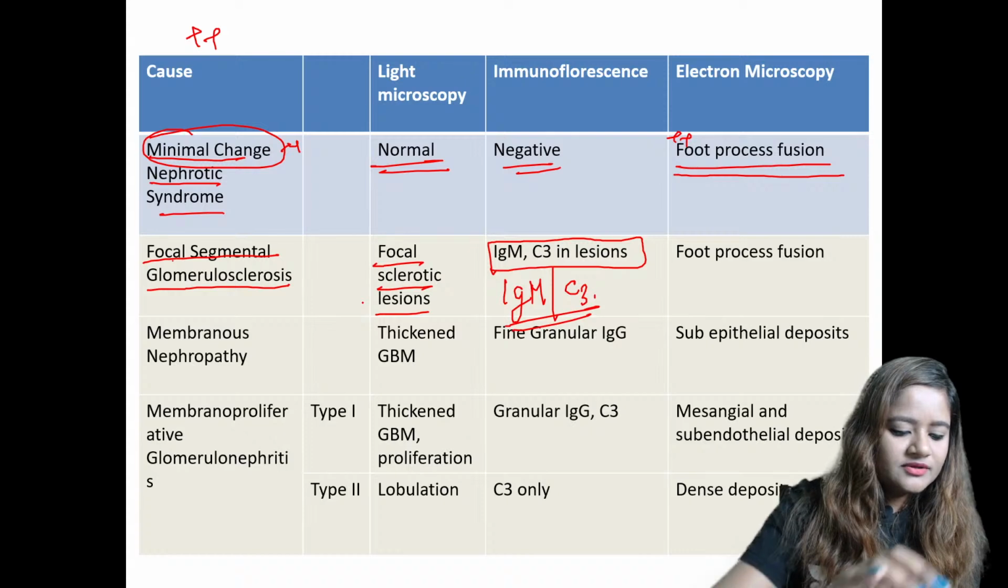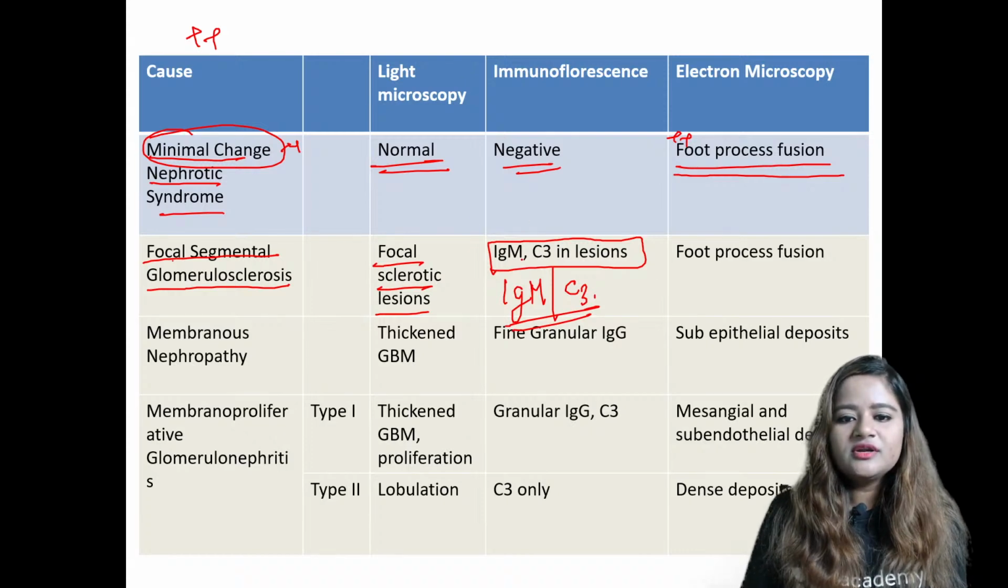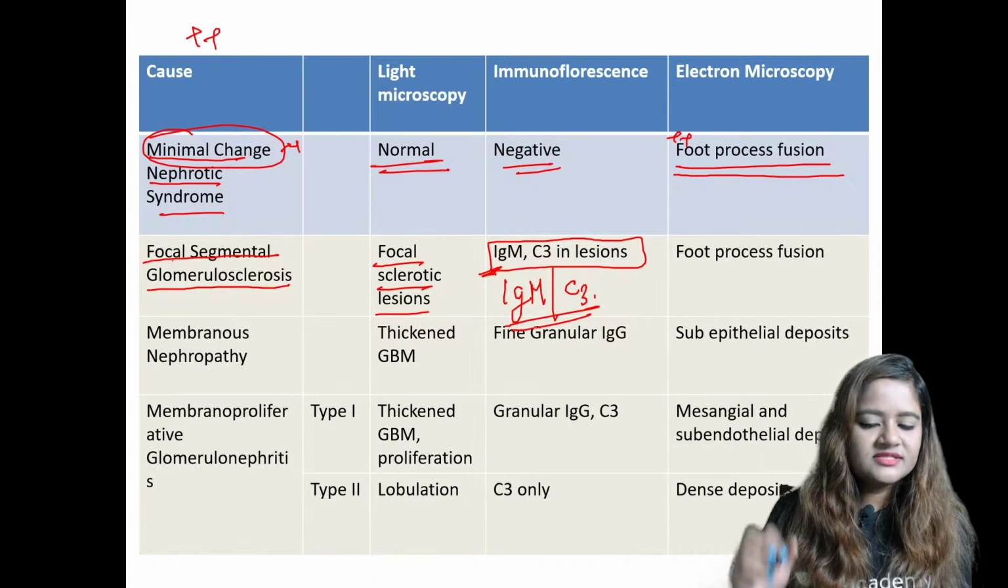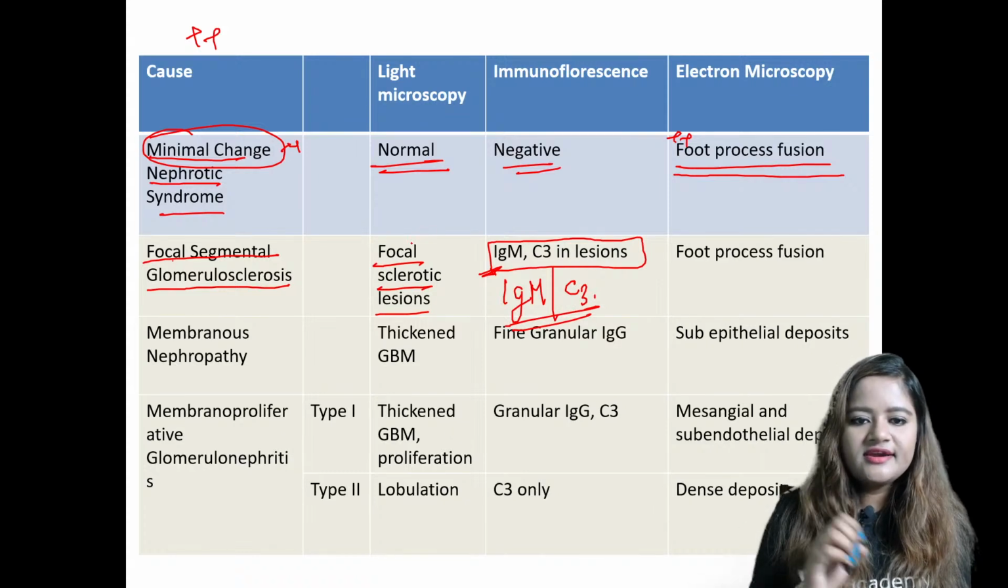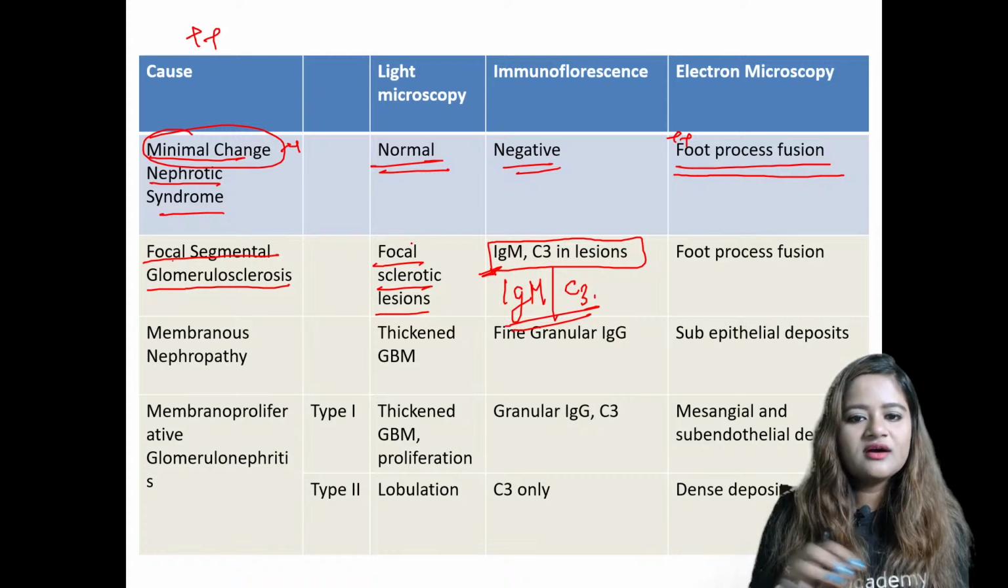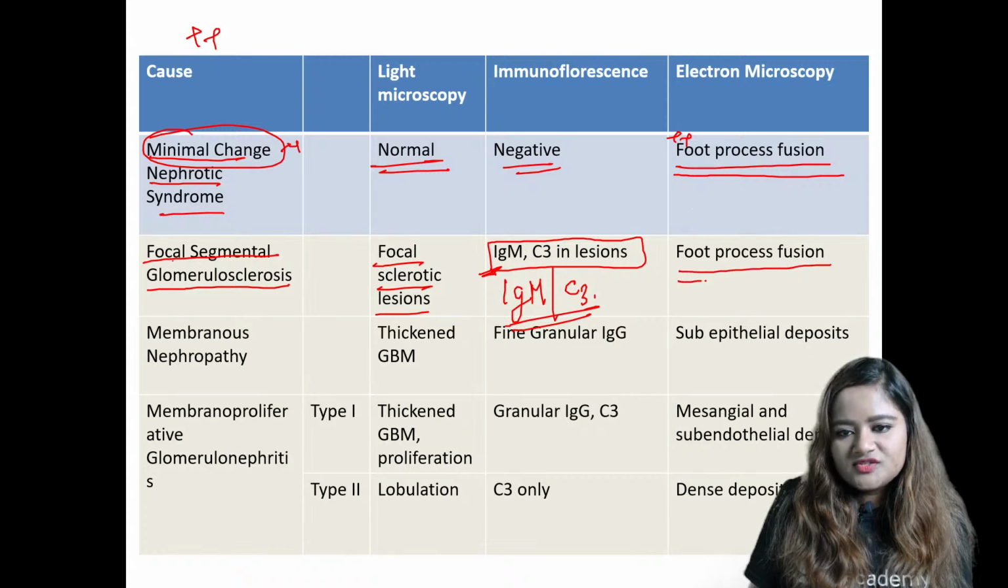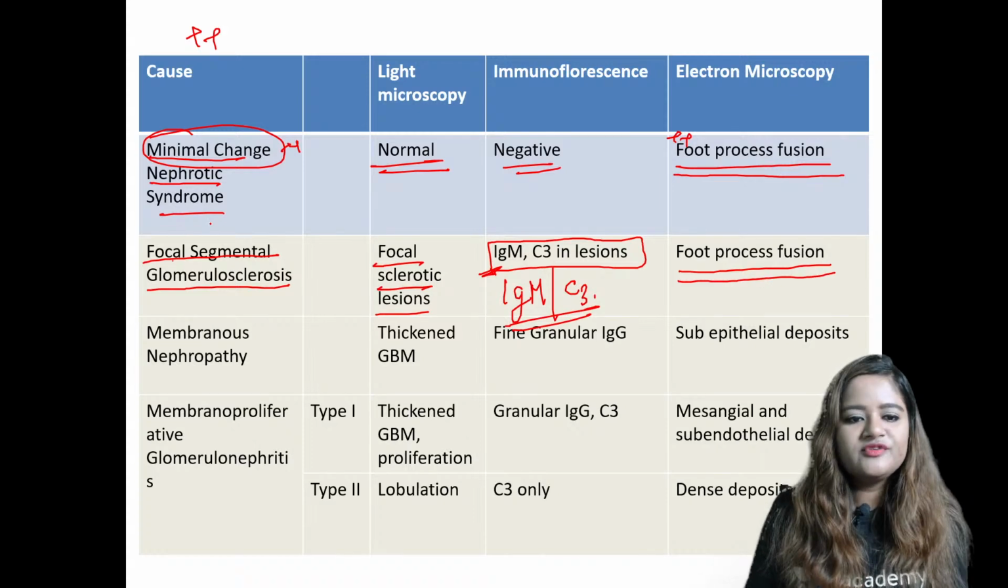So what is going to happen? You will find these depositions in your immunofluorescence stain. So IgM or C3 deposits are present, and because of these depositions you see areas of focal sclerotic lesions, some here, some there, okay. On electron microscopy, obviously you will find foot process fusion because this is a type of nephrotic syndrome.